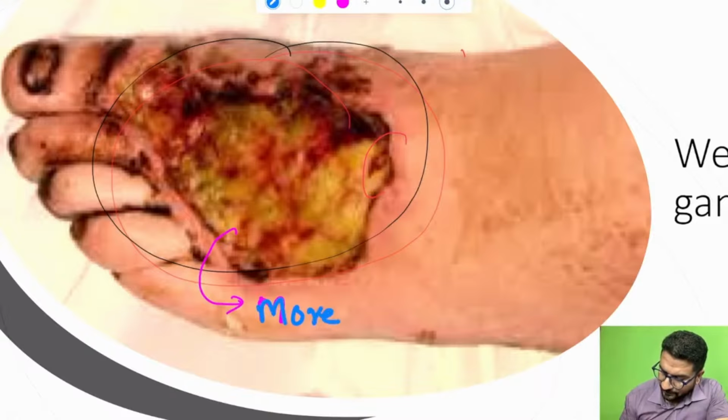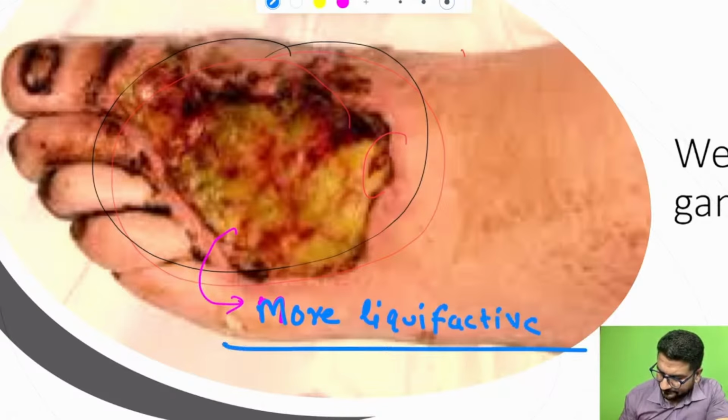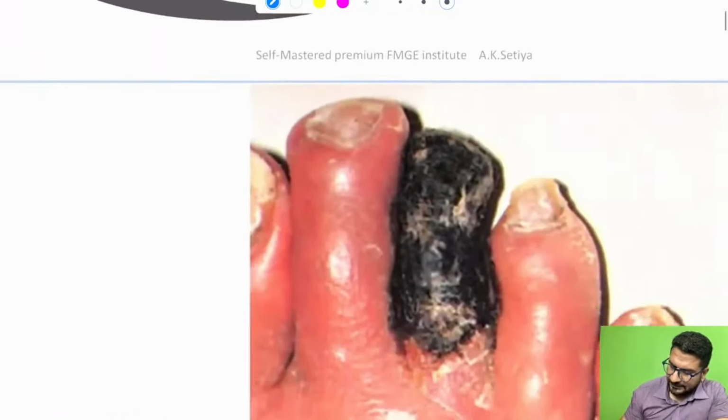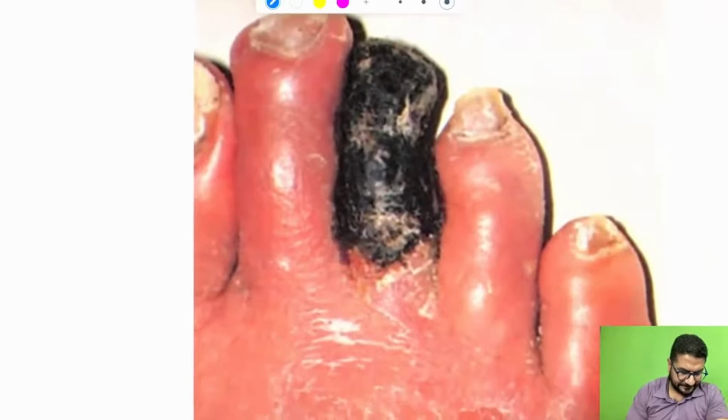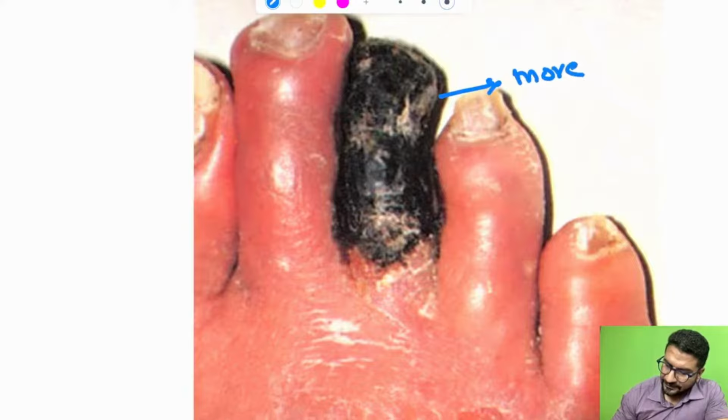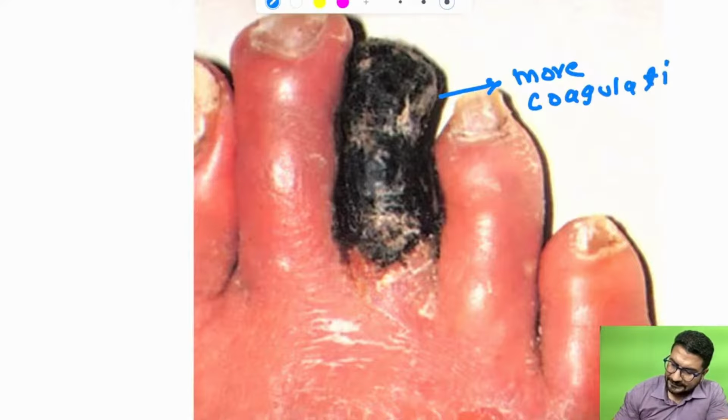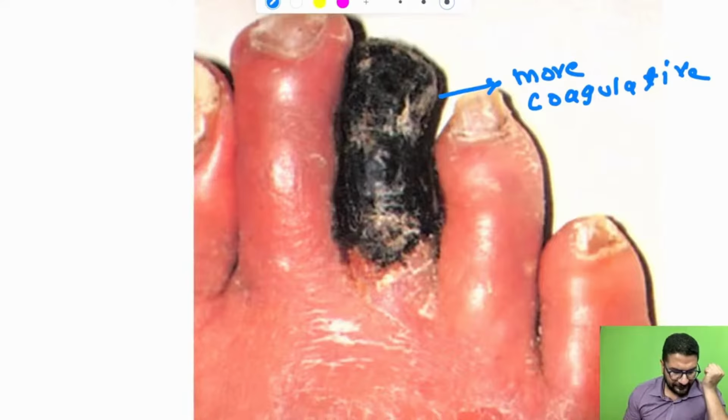Sorry, here you will find more liquefactive necrosis. In wet gangrene you will find more liquefactive necrosis. And if you compare this with dry gangrene, this is dry gangrene. This dry gangrene will have more coagulative necrosis. So understand this thing. So we have wet gangrene and dry gangrene. So dry gangrene सूख जाएगा means more coagulative necrosis, and wet gangrene will have more liquefactive necrosis.